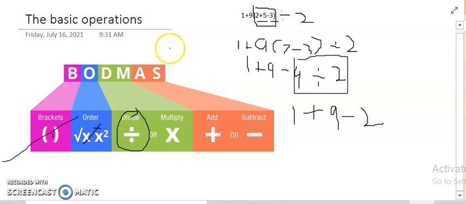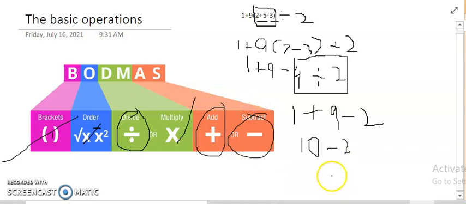Now we add it again. Now what is next? Do we have our multiplication there? No. Do we have our addition there? Yes. So do 1 plus 9, which will give us 10, and then minus 2. Do we have subtraction there? Yes. Minus 2, which will give us 8.